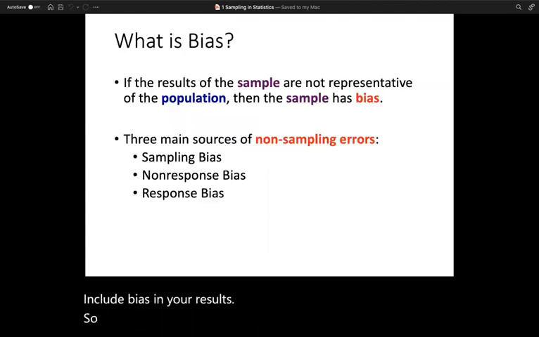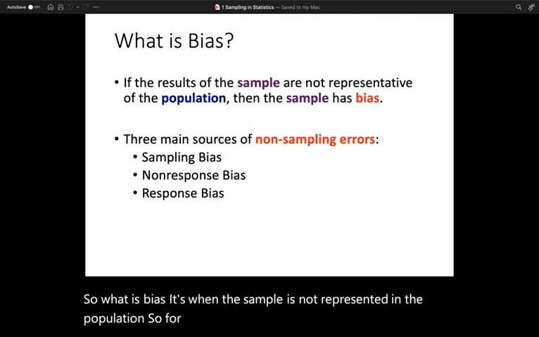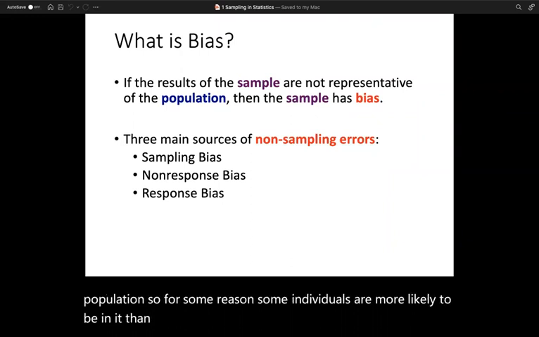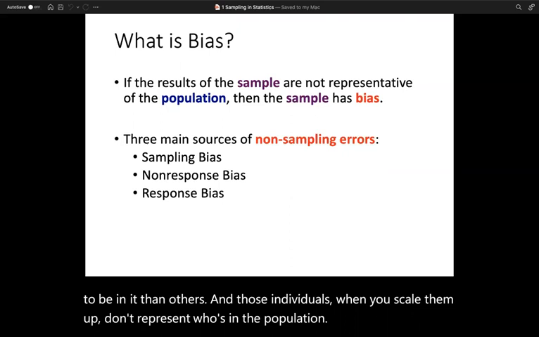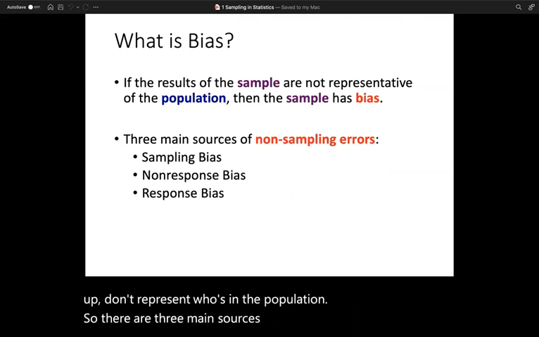So what is bias? It's when the sample is not representing the population. So for some reason, some individuals are more likely to be in it than others. And those individuals, when you scale them up, don't represent who's in the population. So there are three main sources of such non-sampling errors.